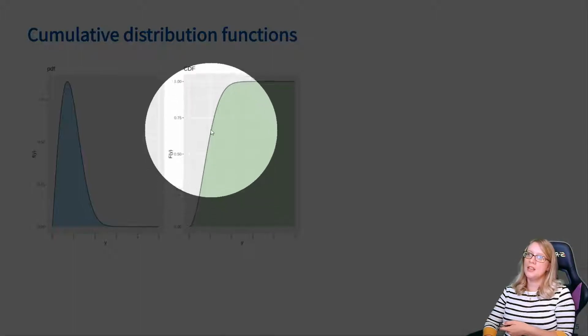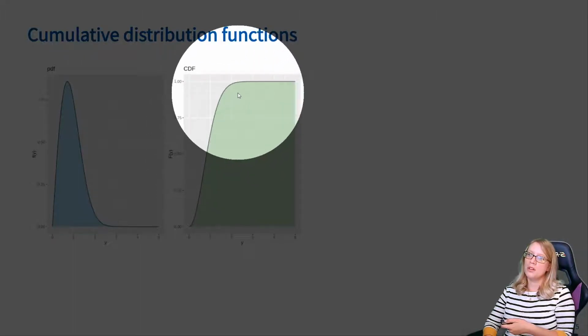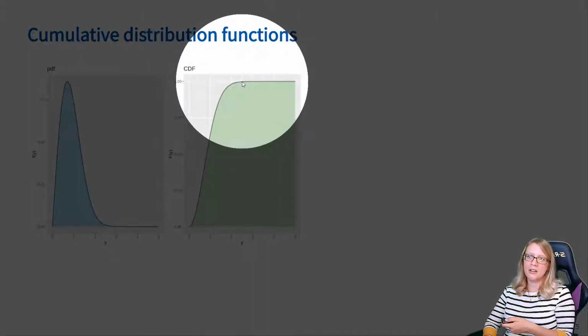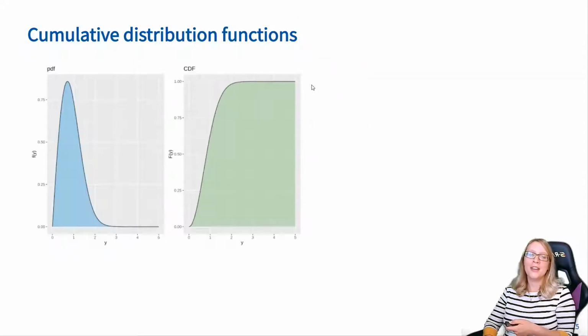Then we begin accumulating that probability a bit more slowly. Once y is equal to 2, we've covered most of the probability. We've gotten about all of the area under the curve. Our CDF then levels out. The CDF will always be a non-decreasing function. So strictly speaking, we are accumulating probability as we go.